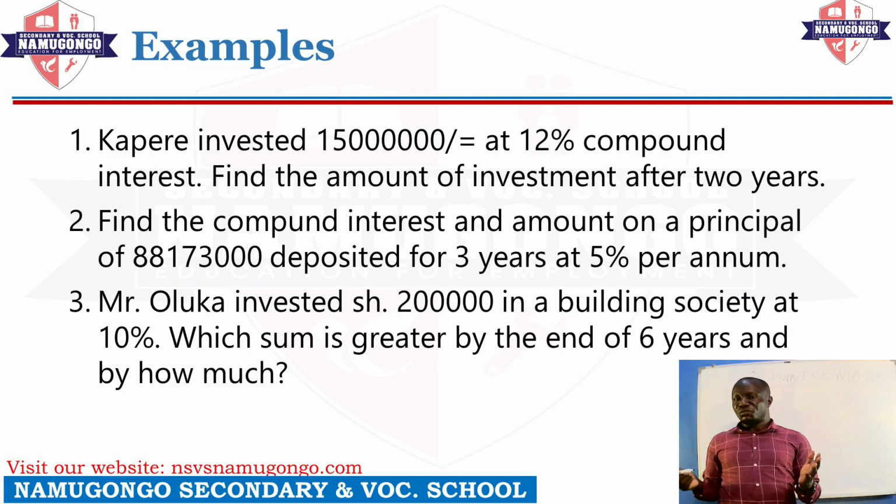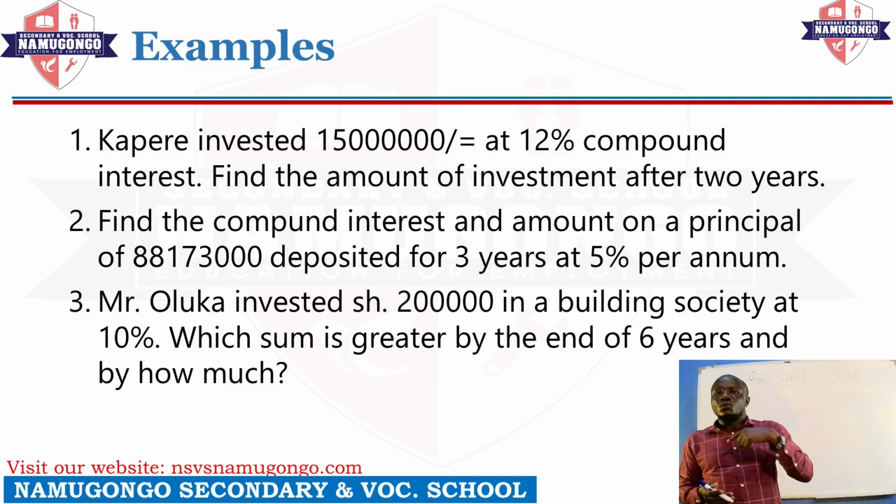So they have not specified whether it is simple interest or compound interest. So you will compute compound interest, get that amount. Then also compute simple interest, get that amount. Then you get the difference, because they are saying which amount is greater. It's like we are looking at two things. We are comparing compound interest and simple interest.